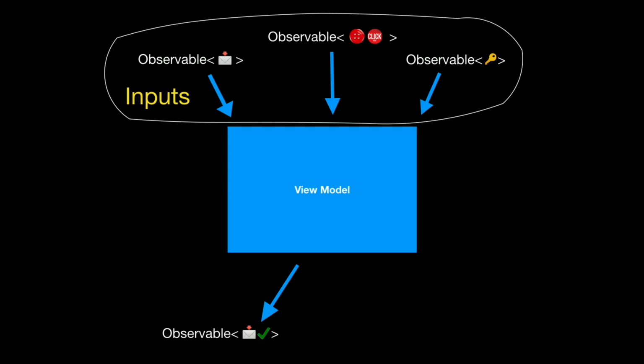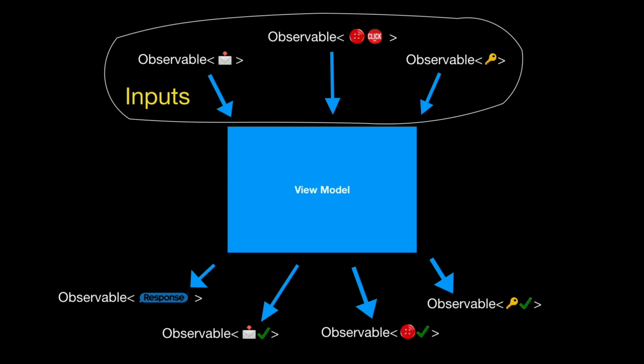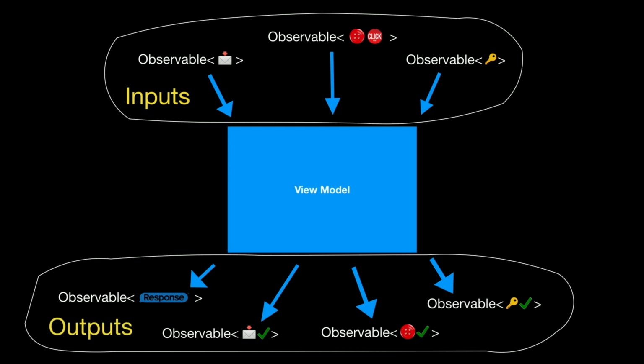And then the view model generates the outputs. So the output is an observable of type Boolean, which corresponds to whether the email typed is correct or not. An observable of type Boolean of whether the password typed is correct or not. An observable of whether the sign-in button is clicked or not. And an observable of the sign-in response. And these constitute the outputs of the view model.